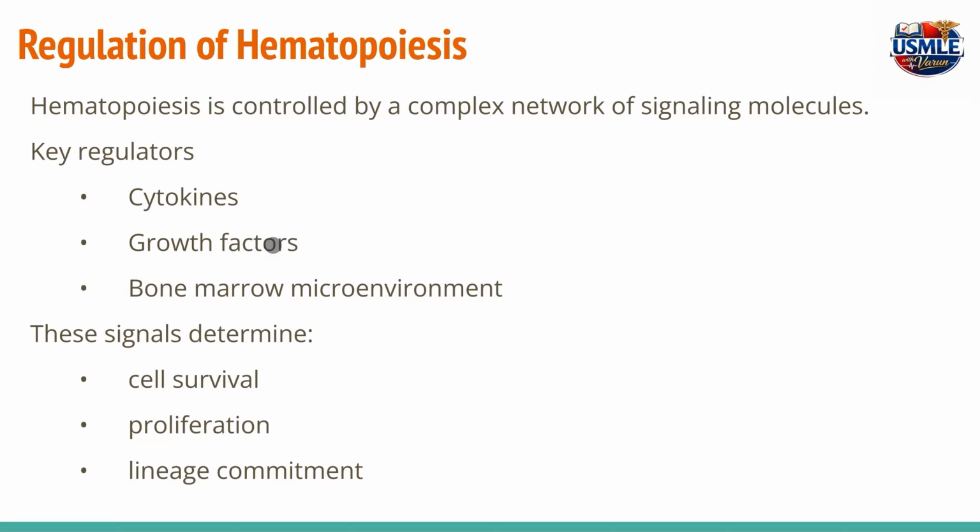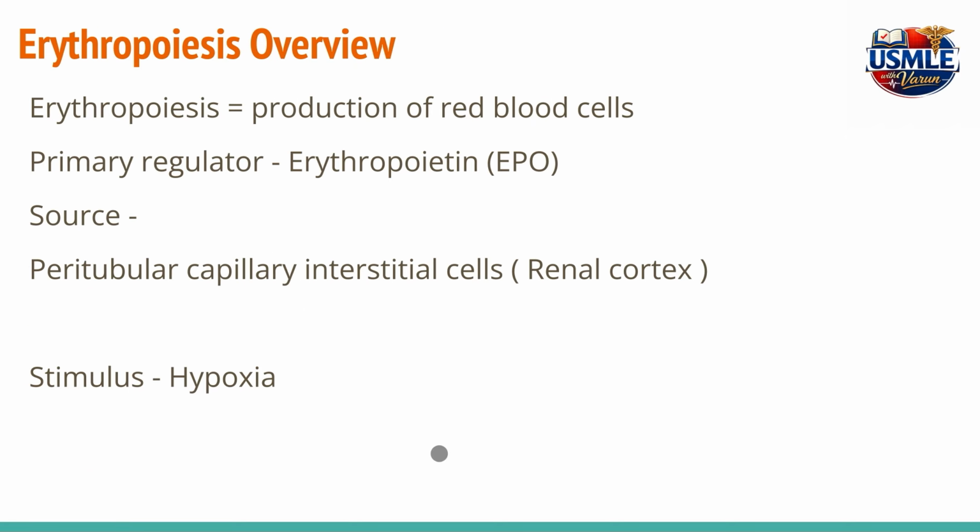Hematopoiesis is not just about producing cells, it's about producing the right number of cells at the right time. So this process is regulated by a complex network of cytokines, growth factors, and the bone marrow microenvironment. These signals control three main things. The first one is cell survival, the second is cell proliferation, and the third is lineage commitment. If this regulation is disrupted, it can lead to conditions like anemias, leukemias, or bone marrow failure. So understanding this regulation is critical not just for physiology, but also for pathology.